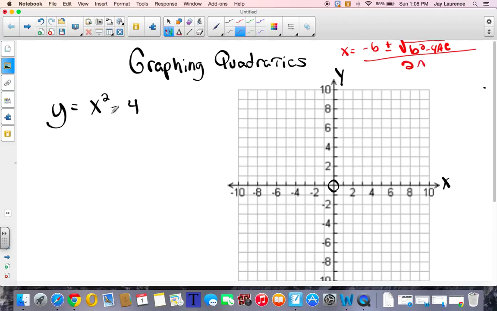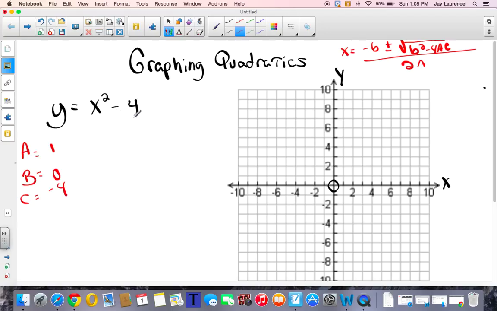So I've got my quadratic here. Now, if you're really good at factoring, this one would be able to be solved by factoring to get the x-intercepts, but we'll go ahead and use the quadratic formula on this. So I'm going to do a, b, c. Easy as 1, 0, negative 4.